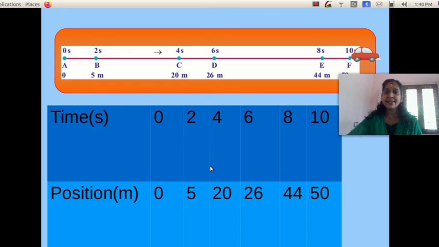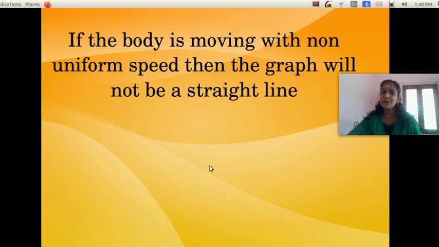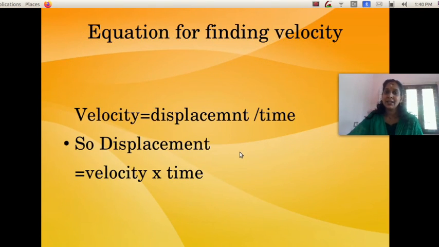We studied this. If the body is moving with non-uniform speed, then the graph will not be a straight line. We studied it today. Equation for finding velocity: velocity is equal to displacement by time. So displacement is equal to velocity into time. For getting displacement, we should multiply velocity with time.